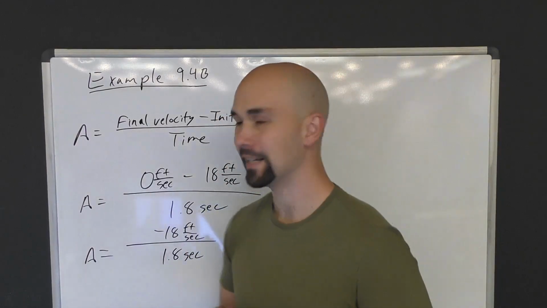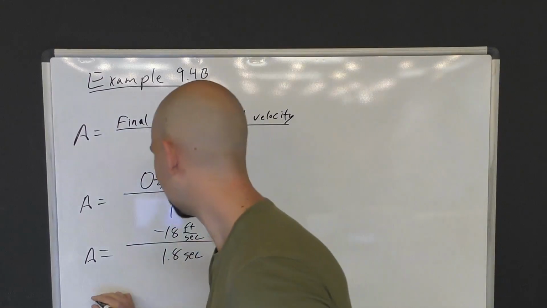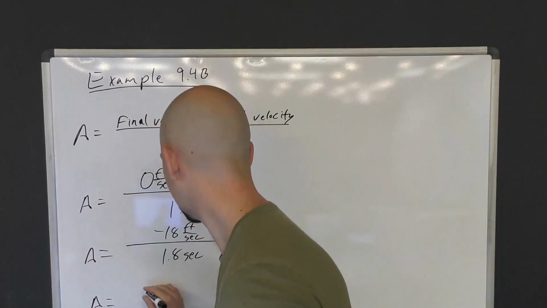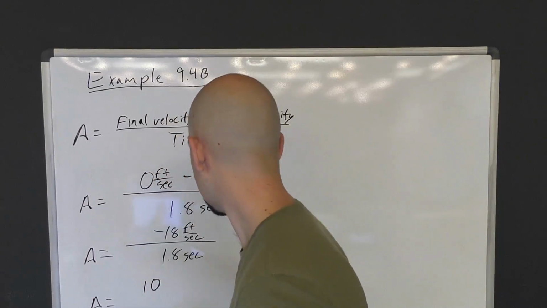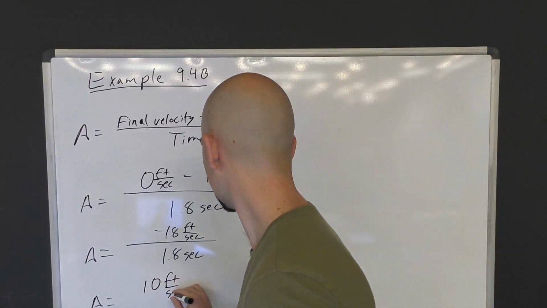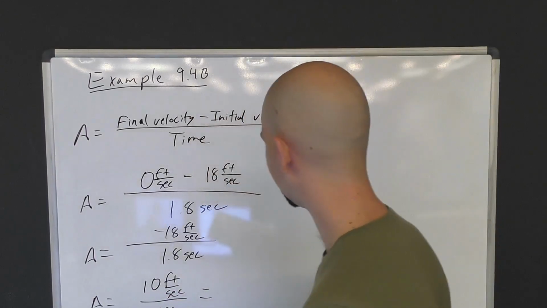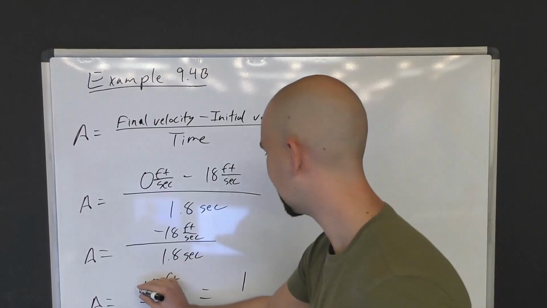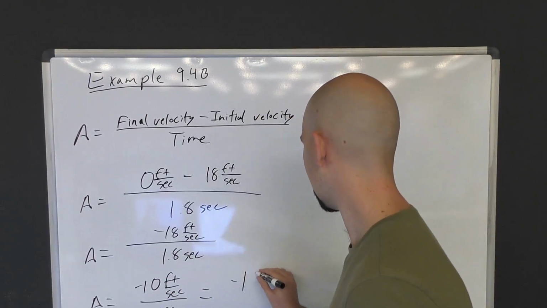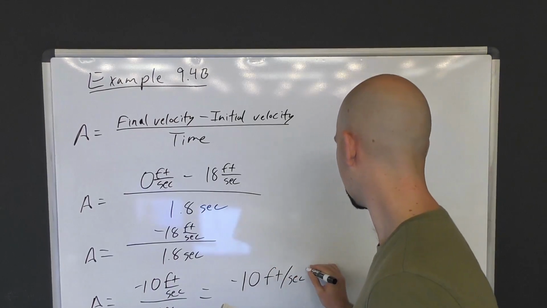What's 18 divided by 1.8? That's going to be quite easy to do. We end up with 10. Acceleration equals 10 feet per second divided by seconds, aka negative 10 feet per second squared.